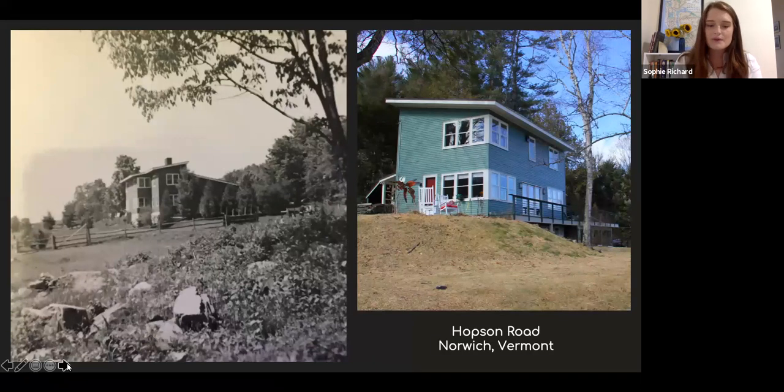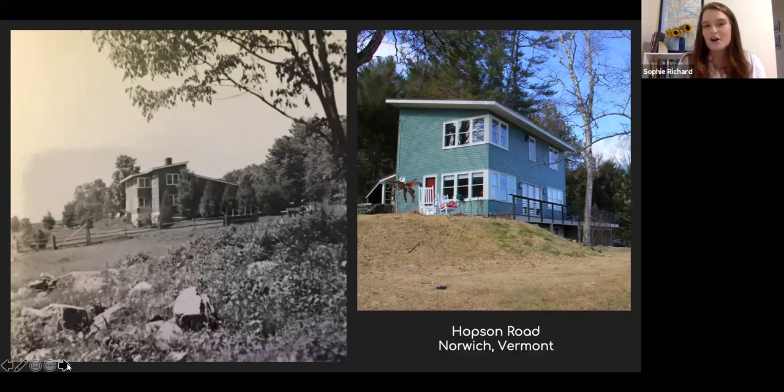Here is Sample's house on Hobson in Norwich. Sample and his wife Sylvia built the structure along with the barn and studio in 1939 during Sample's artist in residency at Dartmouth, which we'll talk about very soon. Hobson Road boasts some really impressive low-slung modernist homes between 1945 to 74 in the mid-century modern style. The Norwich Historical Society has great information about this neighborhood on their website and even more about Paul Sample.